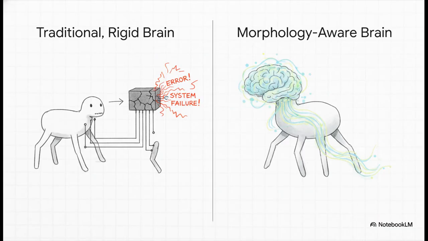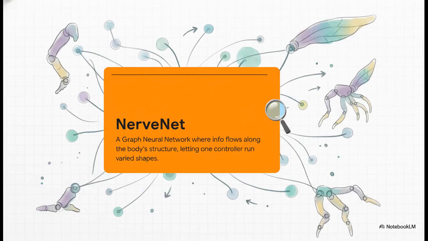If evolution suddenly gives a creature a new leg or changes the length of its arm, a traditional hard-coded brain would just break. It wouldn't have a clue what to do with these new parts. So you need a brain that is morphology aware, a brain that can instantly adapt its control scheme to whatever body it happens to find itself inside.